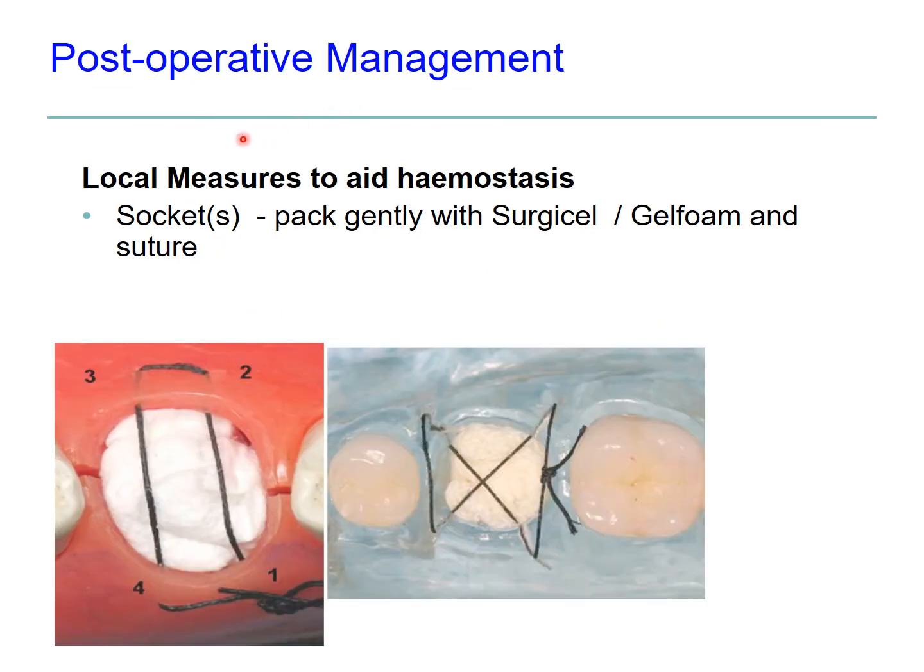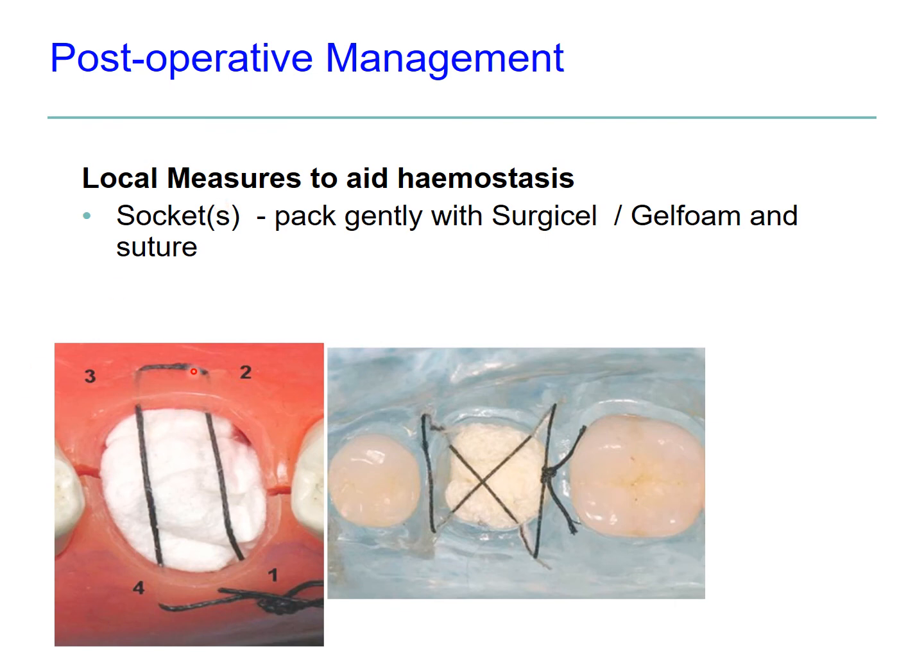In addition to the precautions already discussed in terms of preparing and scheduling the appointments for patients on blood thinners, one of the key additional hemostatic measures is to pack the extraction sockets with Surgicel or gel foam, which are artificial dressings to aid hemostasis. So they help in blood coagulation. And then you would want to place a suture across the extraction socket.